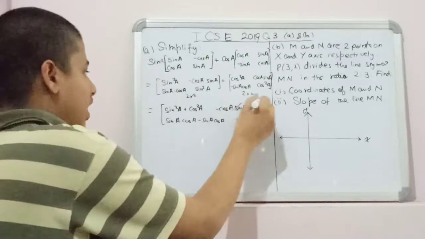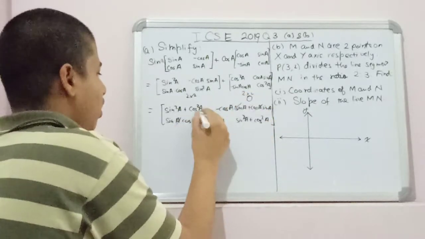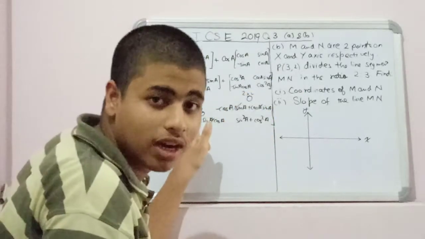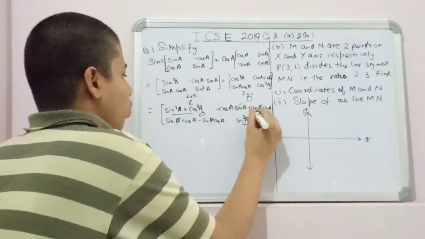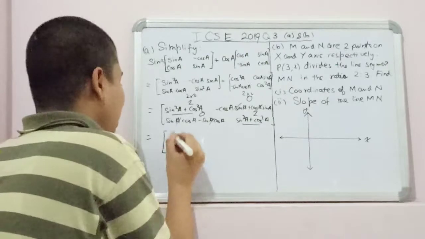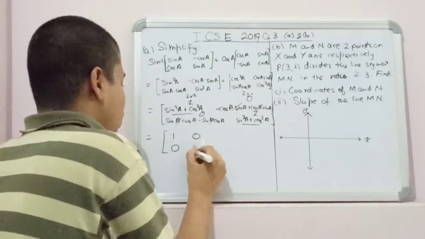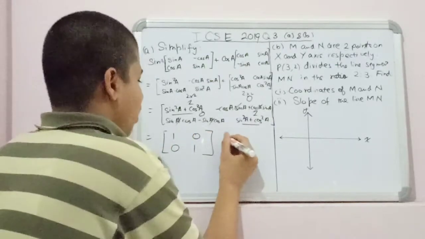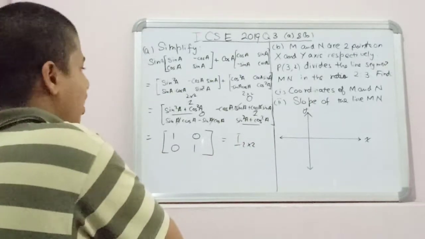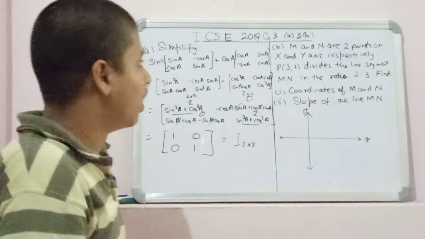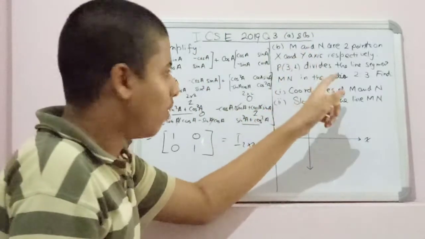We notice that this is just 0, this is just 0. This one, by the Pythagorean identity, is 1, this is 1. So we have the identity matrix: 1, 0, 0, 1. That's the answer. So basically this is I, or the identity matrix. Okay, let's go to the next problem.